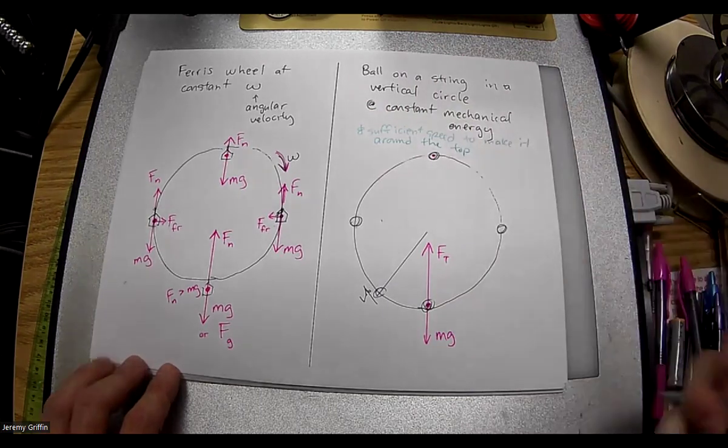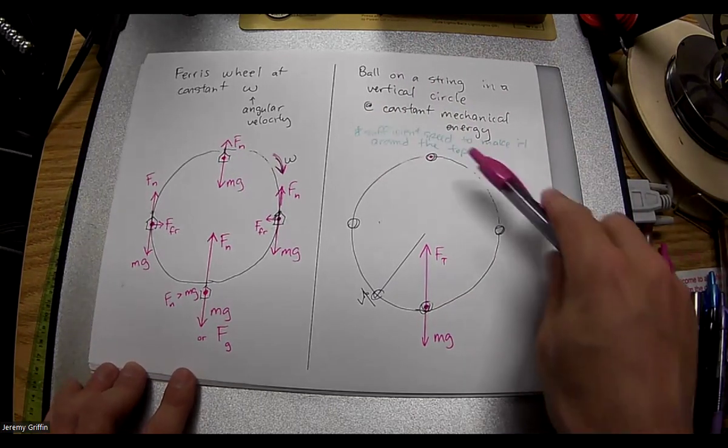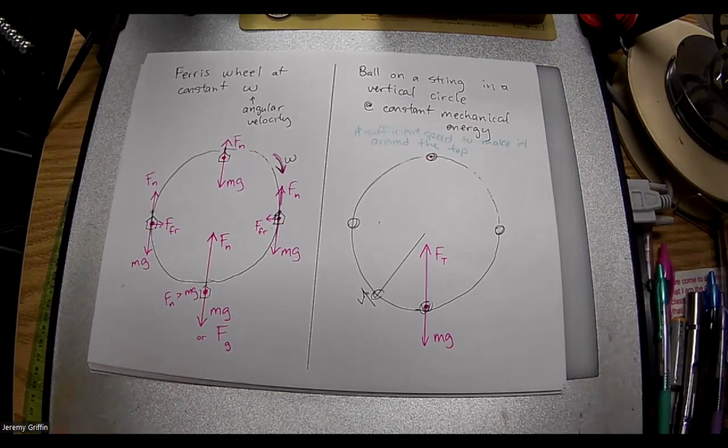Right. So it doesn't just barely get around. It does get around, and it makes it around with, in fact, sufficient speed. Right. What's the free body diagram at the very top? Walk around the room, see who's getting this. See who's going to get the ball and string at the very top. Sufficient speed to make it around the top.